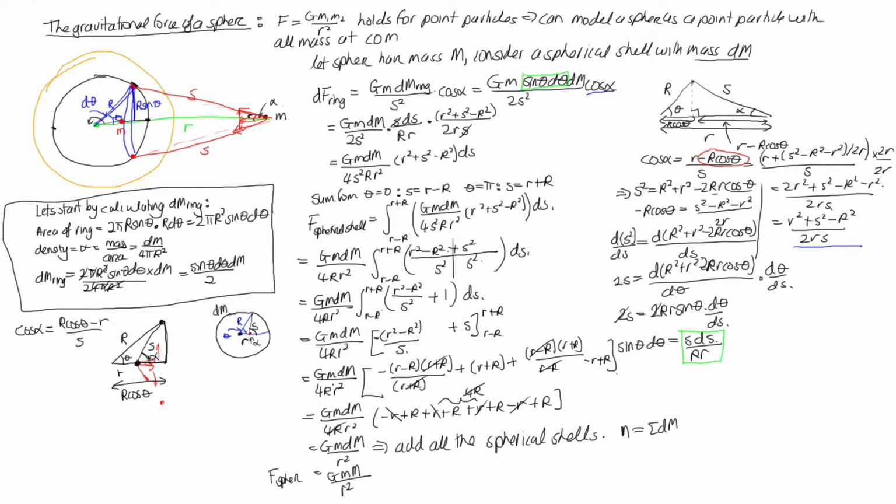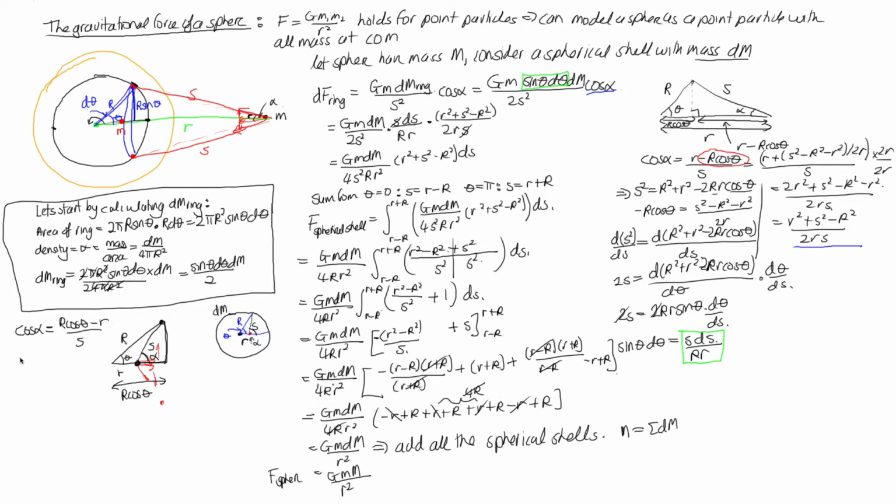And then using the cosine rule, we've still got s squared is equal to r squared plus r squared minus 2r cos theta. That's still the case, which means that all this taking the derivatives and getting sine theta d theta is equal to s ds on r is still going to work. We'll still be able to make that substitution. But what we will need to do is change this a little bit.